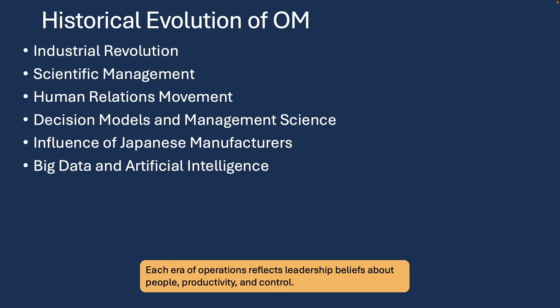So let's look at the historical evolution of operations management. It evolved through the Industrial Revolution, scientific management, human relations, management science, and Japanese manufacturing influence. Today, big data and artificial intelligence are taking operations management to the next level. Each era reflects leadership beliefs about people, productivity, and control.